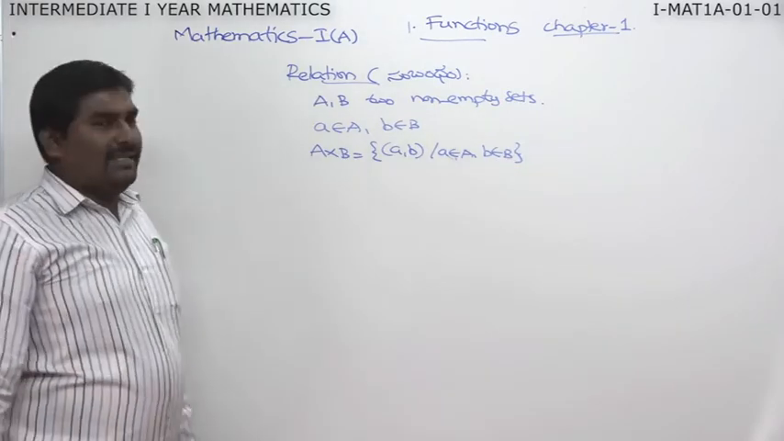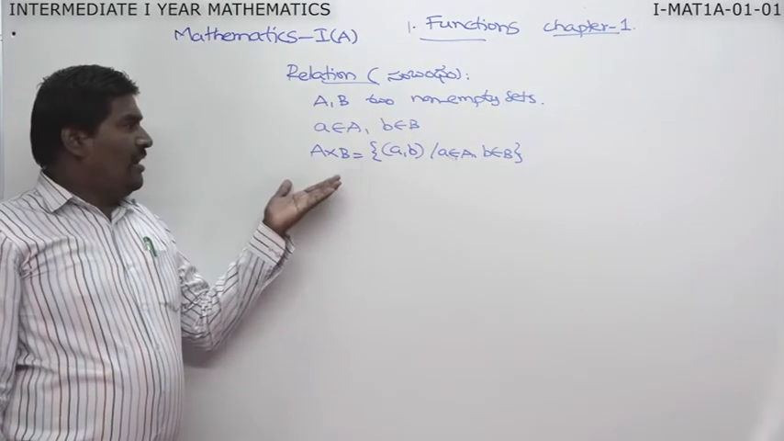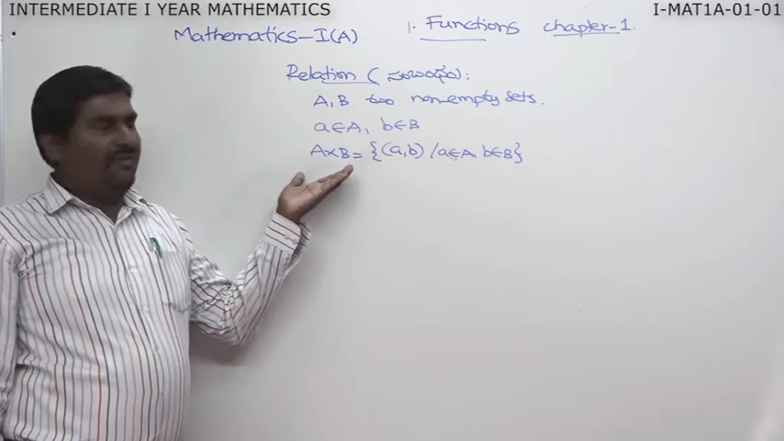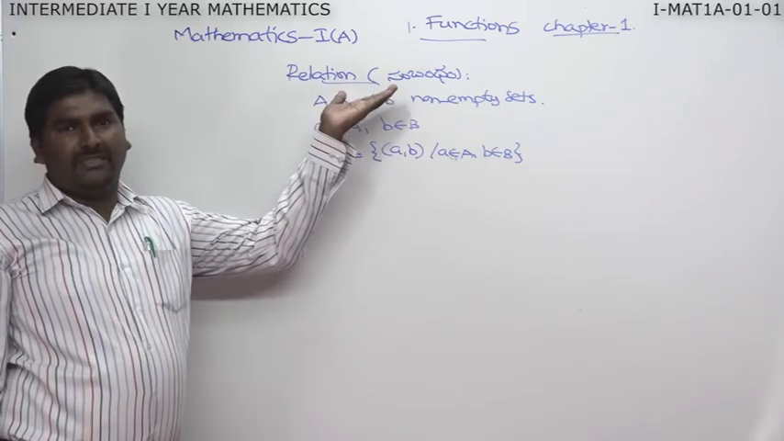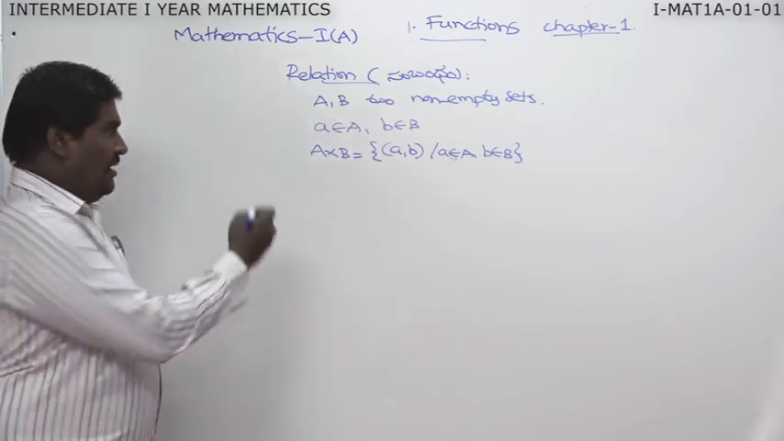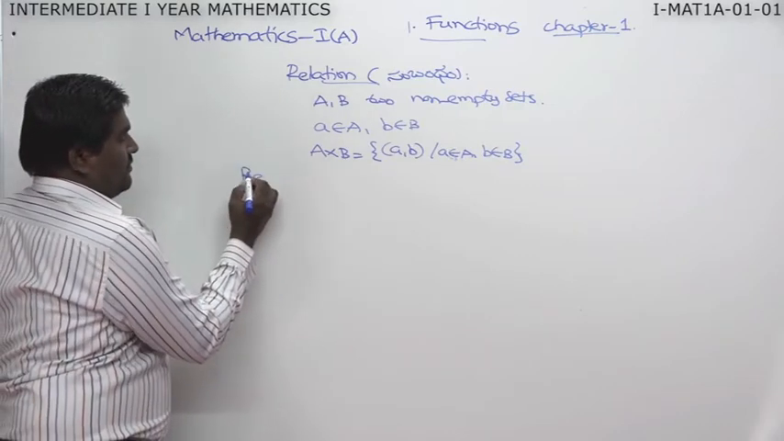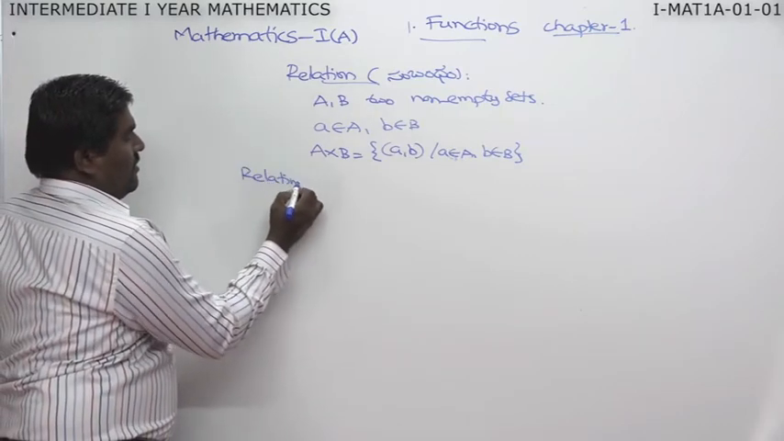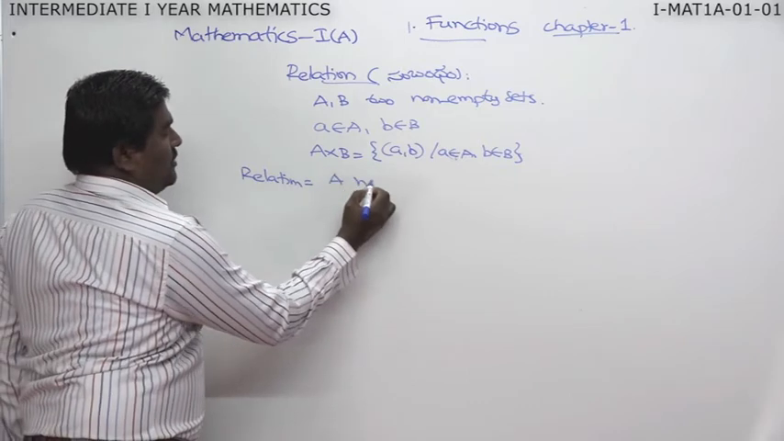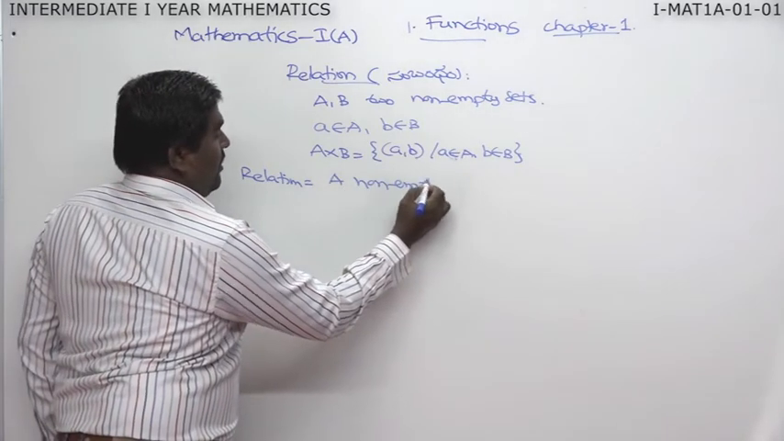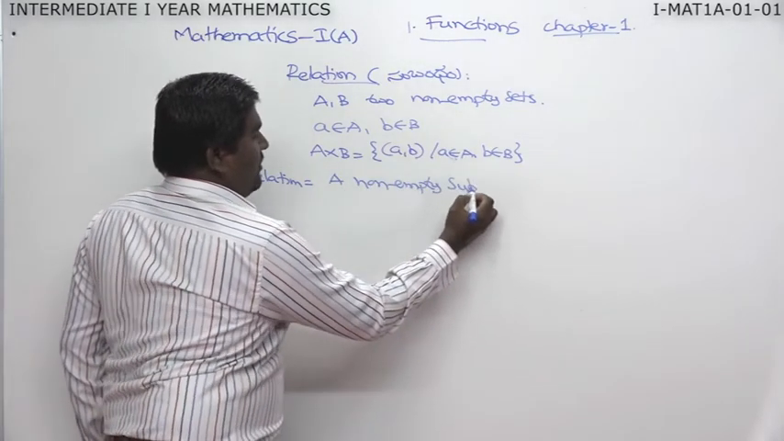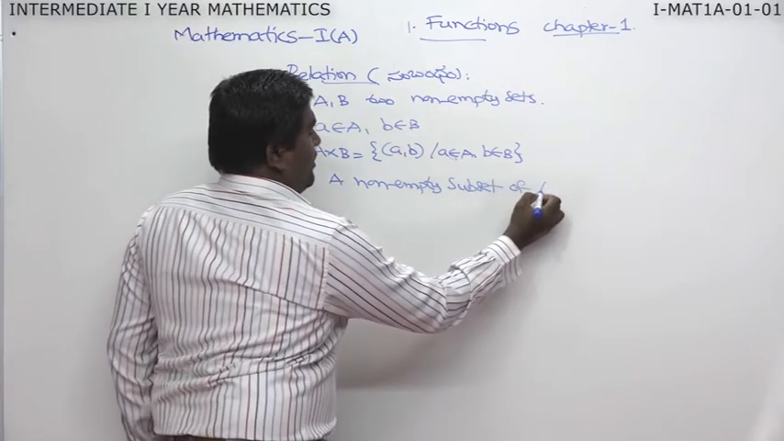Now, a relation is nothing but any non-empty subset of A cross B. It is called a relation from A to B. Relation is a non-empty subset of A cross B.